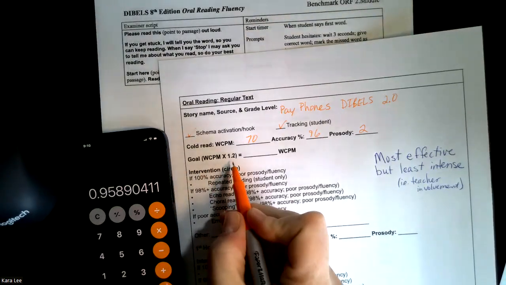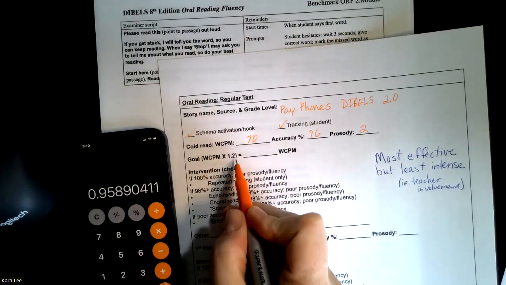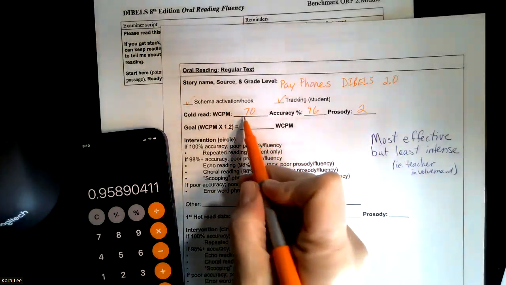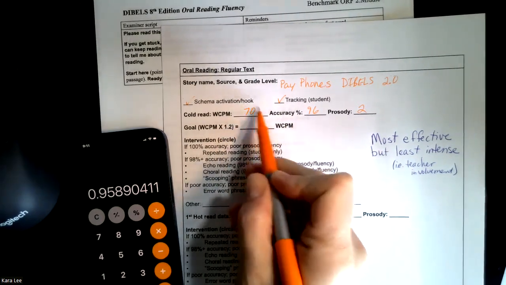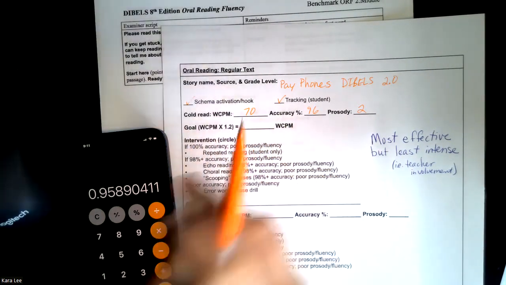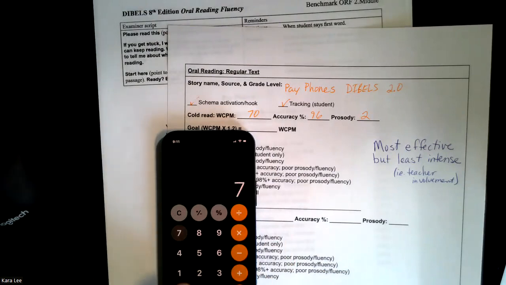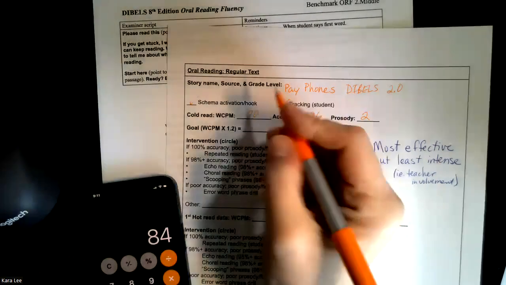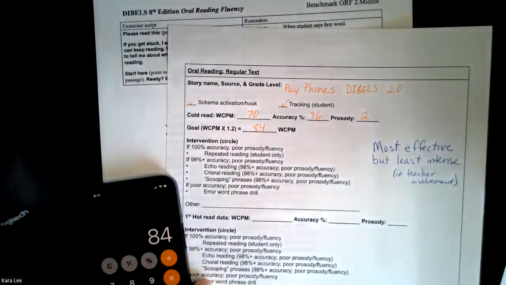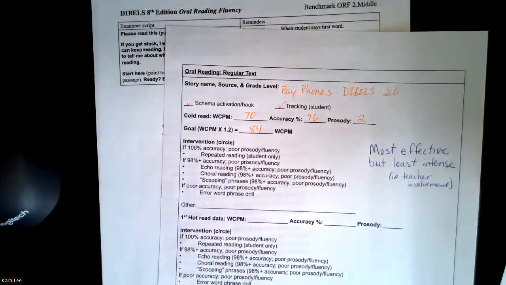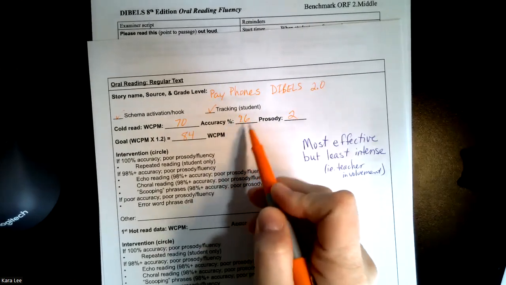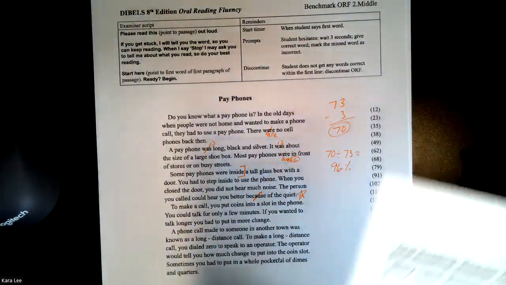Now I need to set a goal. I will do that by taking the words correct per minute from the cold read, right, times 1.2. So 70 times 1.2 equals 84. So I want her on the hot read to read 84, at least, words a minute. And hopefully 100% accuracy would be lovely.